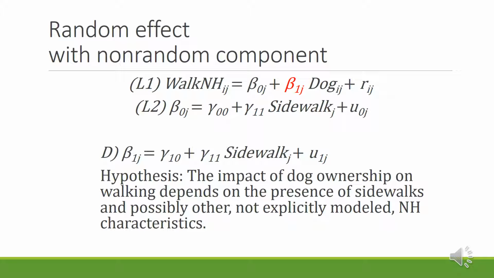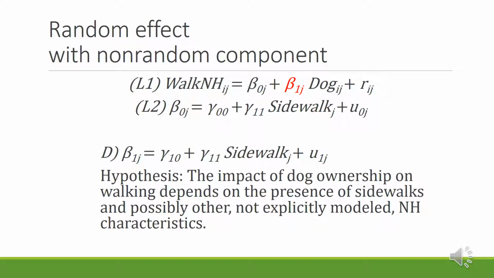So here we have the fourth and last situation, and this is the situation where we have a random effect with a non-random component. So again, we're looking at beta 1j. How are we going to model beta 1j, which is the impact of dog ownership on walking in the neighborhood? And now we hypothesize that the impact of dog ownership on walking depends on the presence of sidewalks and possibly other, not explicitly modeled, neighborhood characteristics.